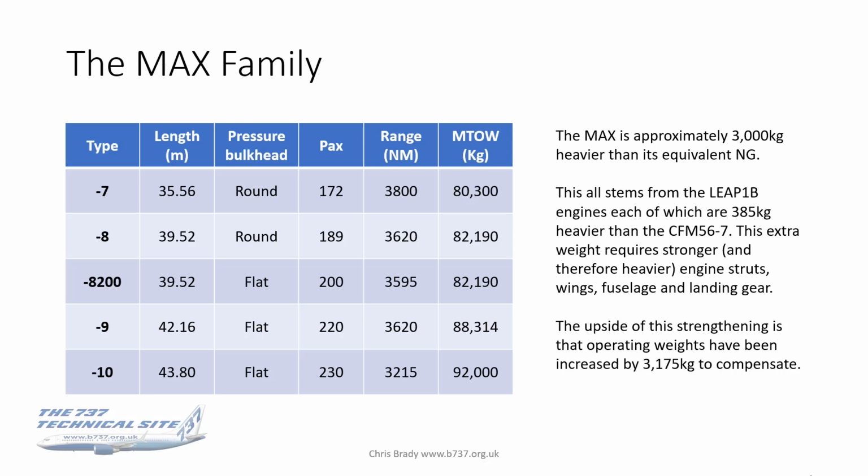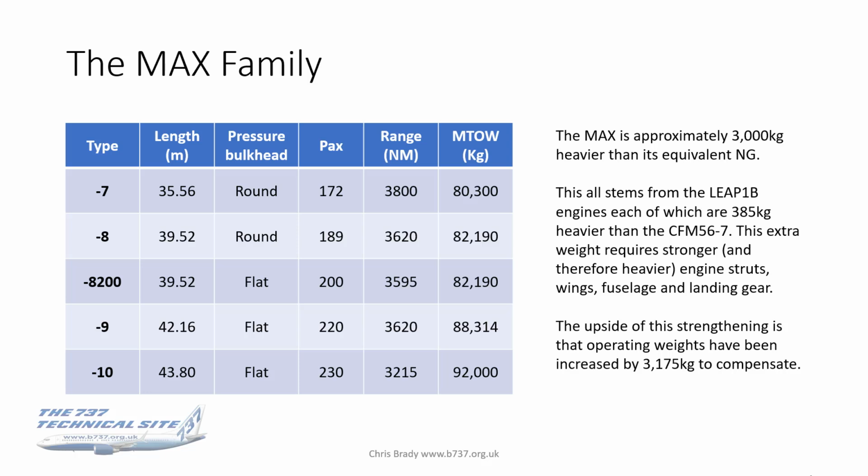The lengths of the family go from about 35 to just shy of 44 meters. So the 10 is certainly by far the longest of any 737 ever produced, and passenger capacity from about 172 up to 230. Range, as you would expect, drops off with fuselage length because of the weight. Max takeoff weight from 80 on the 7 going up to an impressive 92 ton on the Max.